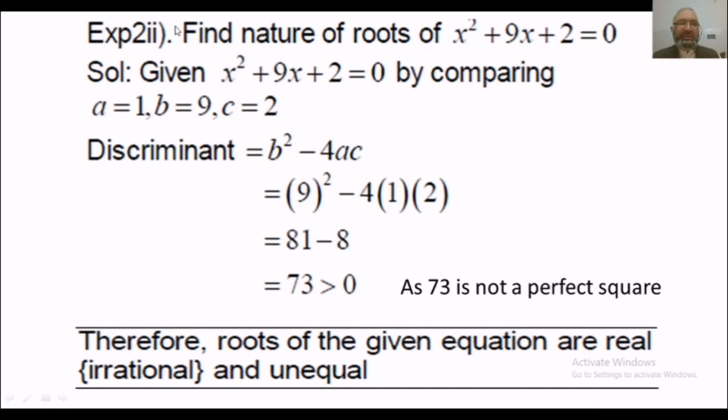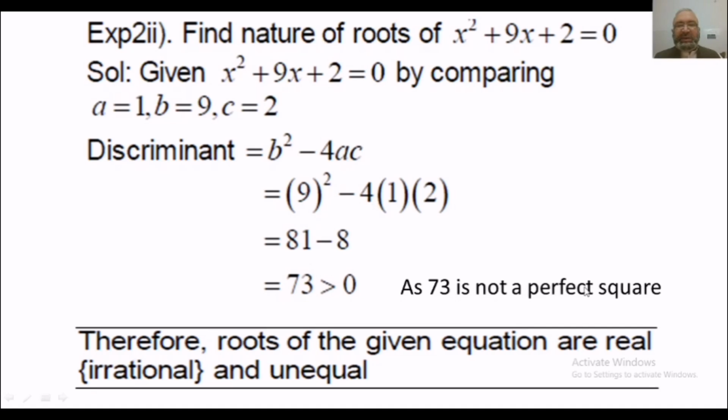Next, example 2, part 2. Find the nature of the roots of this quadratic equation, x square plus 9x plus 2 equal to 0. Comparing this equation with the standard form of quadratic equation, we get a 1, b 9 and c 2. So we find the discriminant b square minus 4ac, putting the values of a, b, c: 9 square minus 4 into the a value 1, c is 2. So that becomes 9 square 81 minus 4 times 2, which is 8. 81 minus 8 is equal to 73, greater than 0.